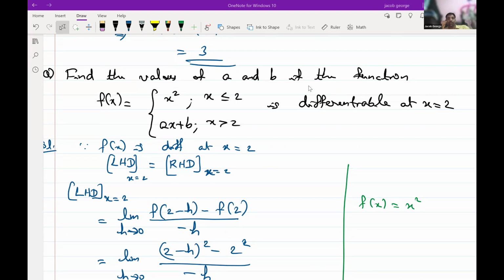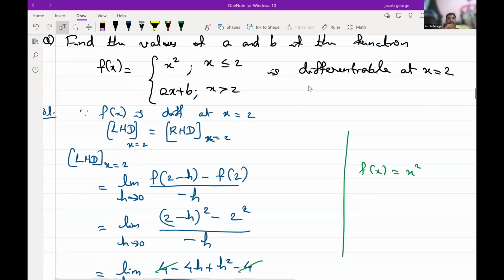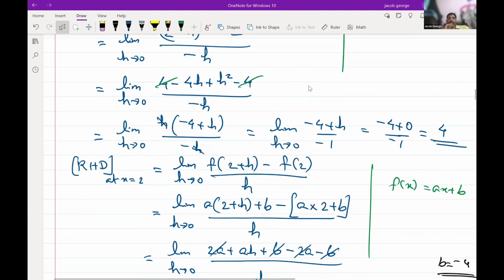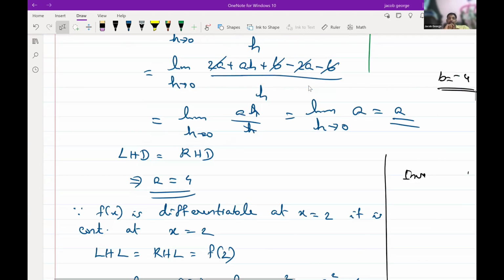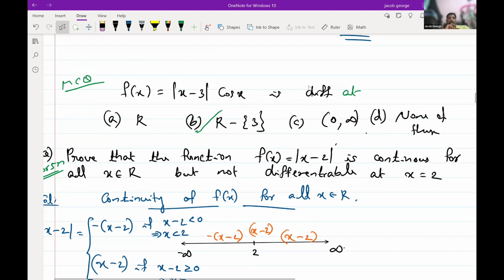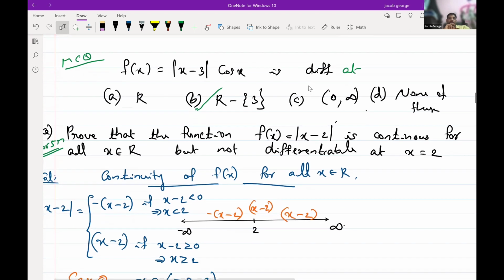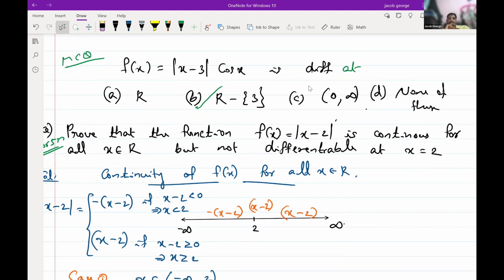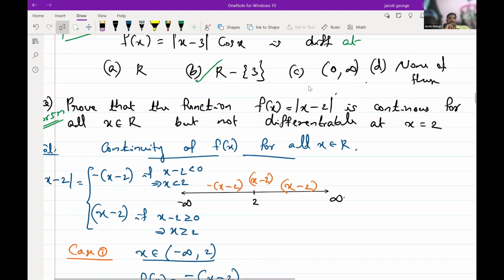Yes, hope you all understood this one. This is also a similar type. When it comes to differentiability, we will apply the rule of continuity as well. Like this, modulus x minus 3 cos x is not differentiable at x equal to 3. So the answer is x equal to 3. It is continuous but not differentiable.